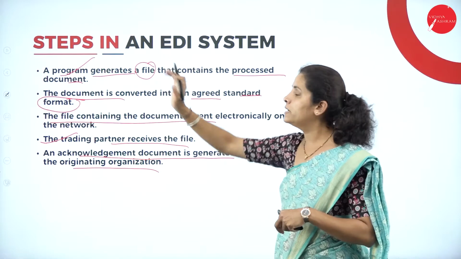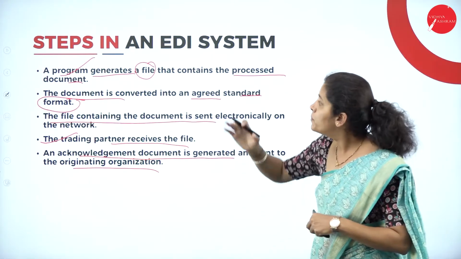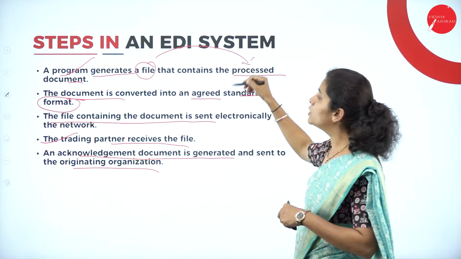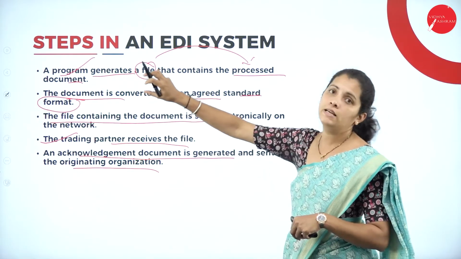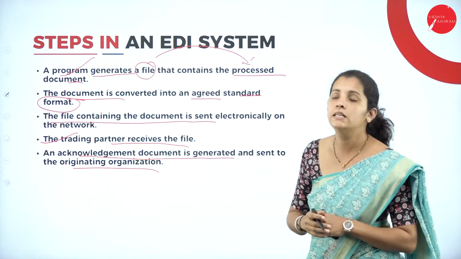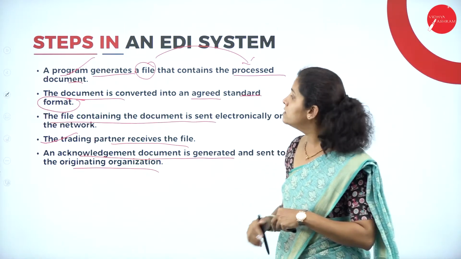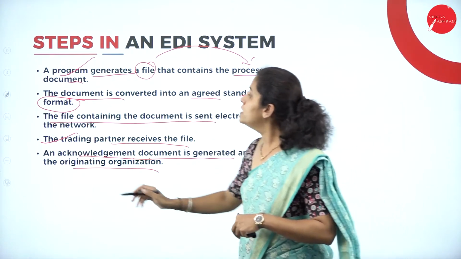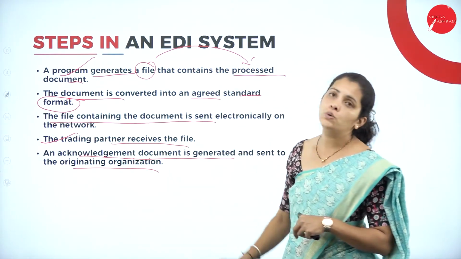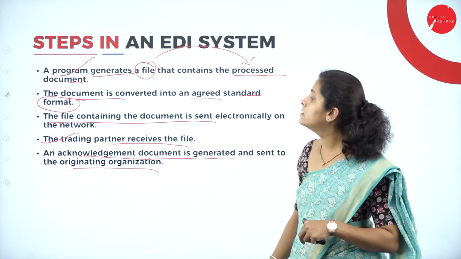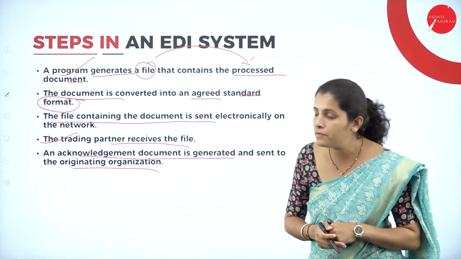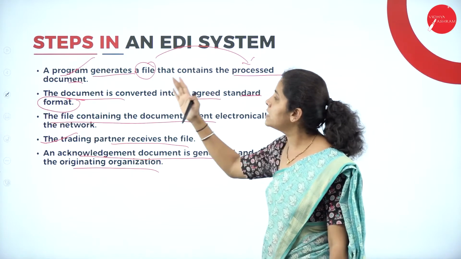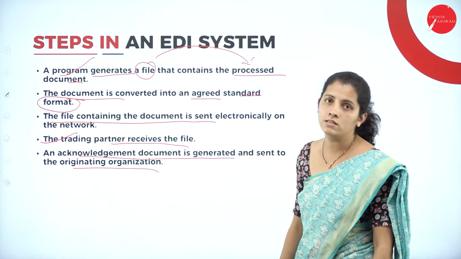I repeat, at the beginning we have the EDI program. It generates files. The file contains the processed document. The document is now converted into the agreed standard format. Now the file containing the document is sent via email. The trading partner receives the sent mail, and the trading partner is responsible for sending the acknowledgement regarding the document. These are the steps involved in the EDI system.